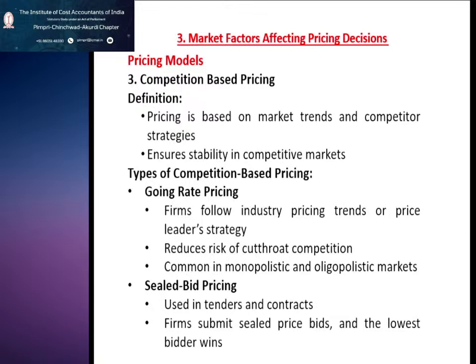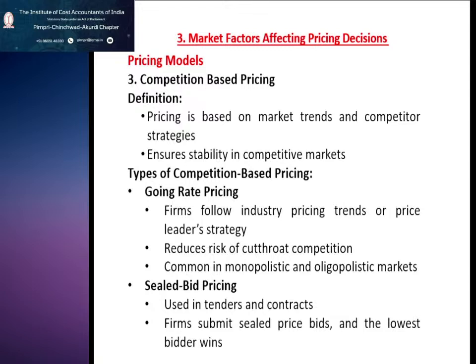Then we saw competition-based pricing, wherein the pricing is based on the market trends and competitor strategies. I am just doing a recap, because it being a short chapter, I am doing a quick recap in the given time frame, so that those who have joined late or are looking at this session later should not miss anything. That's why I am doing a recap. So the third method was competition-based pricing, wherein pricing is based on the market trends and the competitor strategy, which ensures stability in competitive markets.